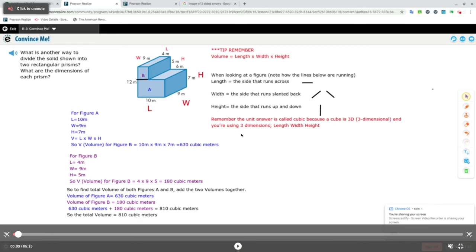And I added a little note here. You want to remember that the answer is called cubic. I'm using the unit of cubic because think of a cube. We know that it's three-dimensional, okay? And I'm using 3 numbers here, okay? That means I'm using 3 dimensions: length, width, and height.